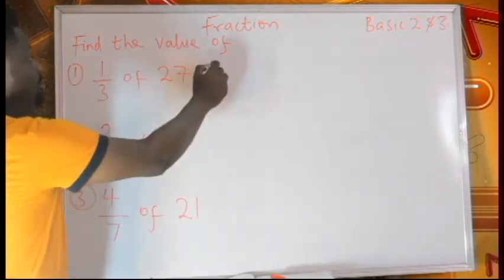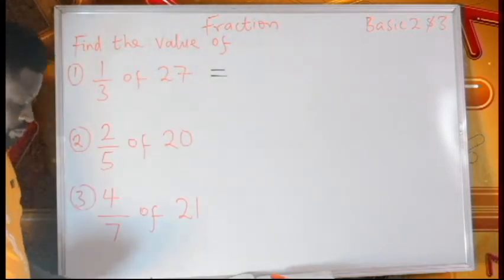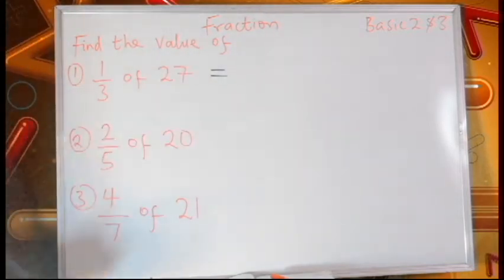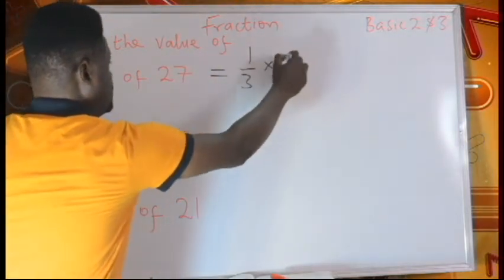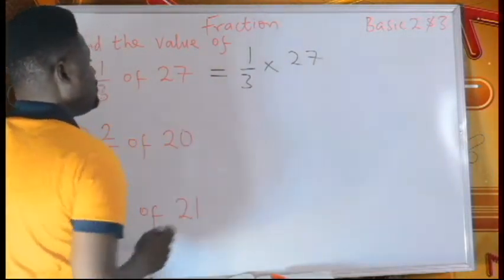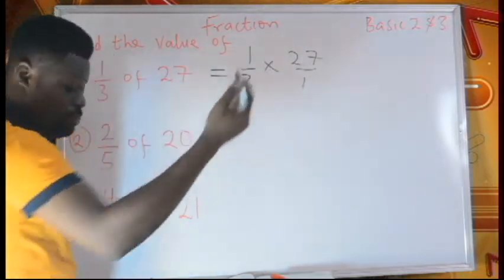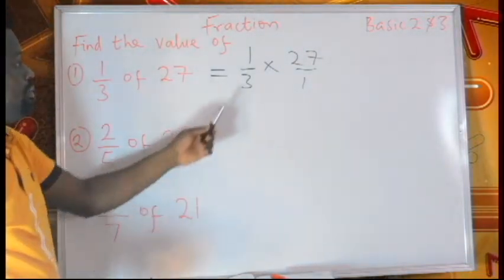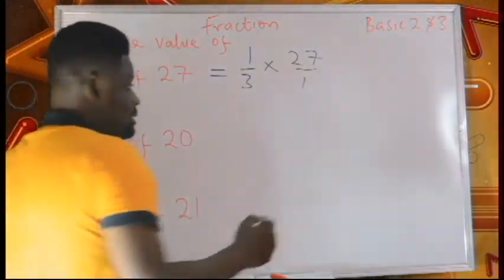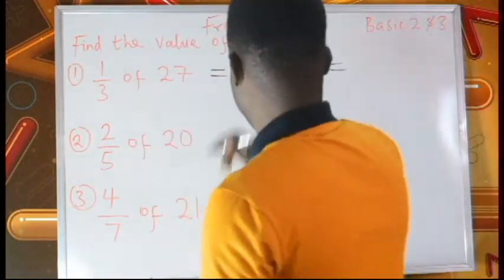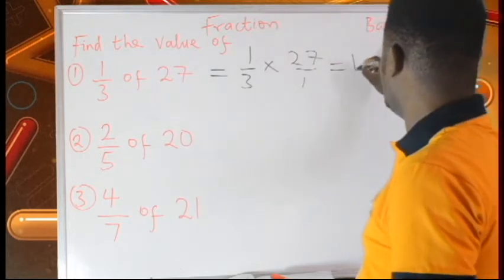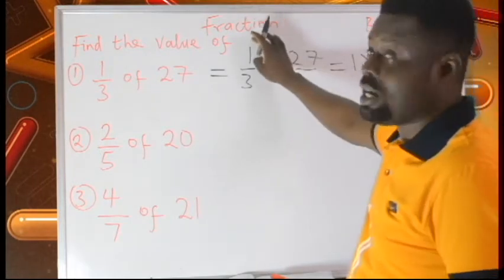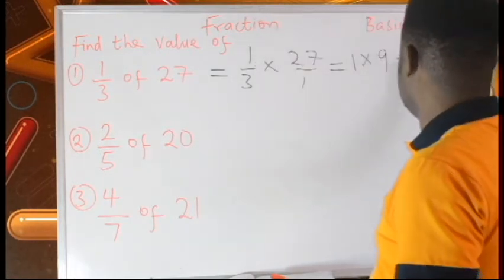So let's begin. When you see "of", 1/3 of 27 is the same thing as 1/3 times 27. That's over 1 if you want to put it. Then 3 in 27 is 9. 3 in 27 is 9, so it becomes 1 times 9. This 1 times 9 will give us 9.